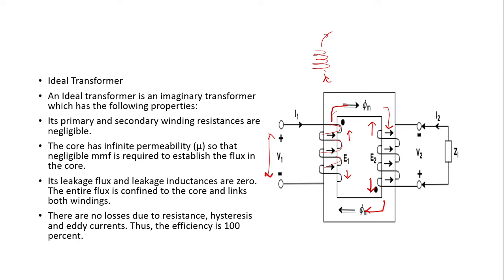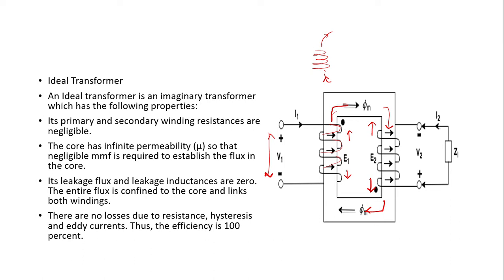So there are no resistances in the primary and secondary windings, right? The core has infinite permeability. Permeability is the allowance of magnetic flux through a particular material. That is conductivity in the case of electrical circuits. For magnetic circuits, permeability is analogous to conductivity, so that negligible mmf is required to establish the flux in the core.